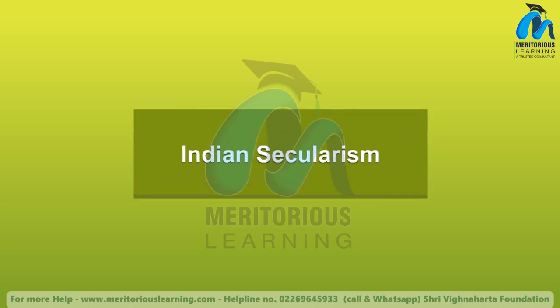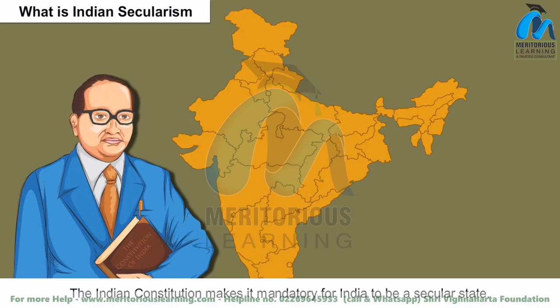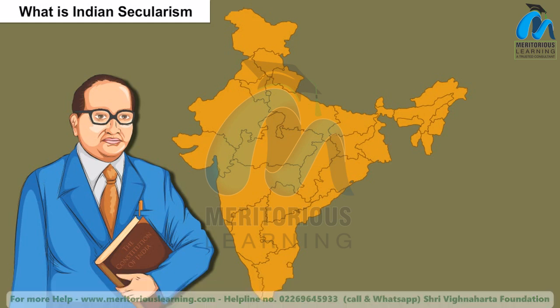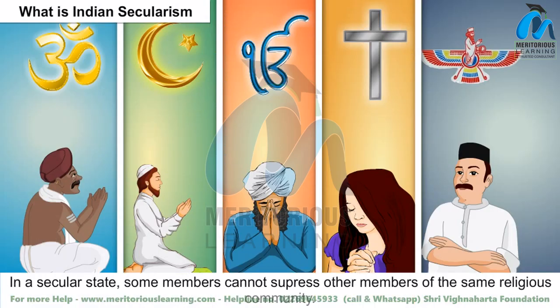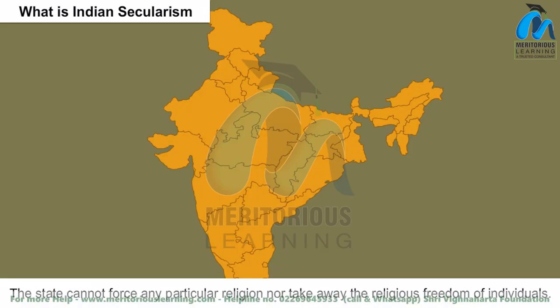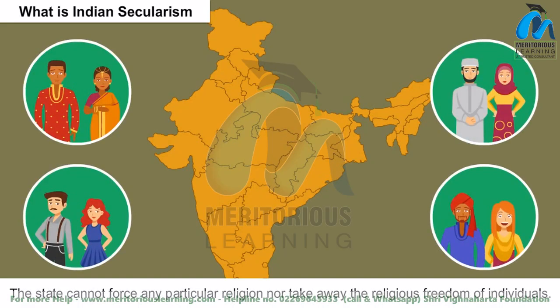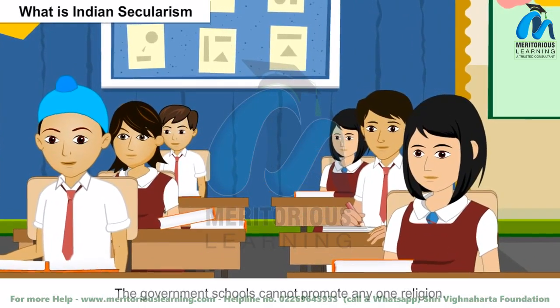Indian secularism. What is Indian secularism? The Indian Constitution makes it mandatory for India to be a secular state. One religious community does not suppress another in a secular state. In a secular state, some members cannot suppress other members of the same religious community. The state cannot force any particular religion nor take away the religious freedom of individuals. Government schools cannot promote any one religion.